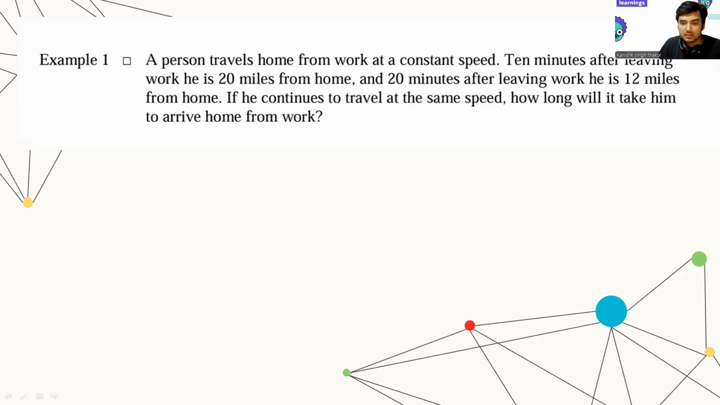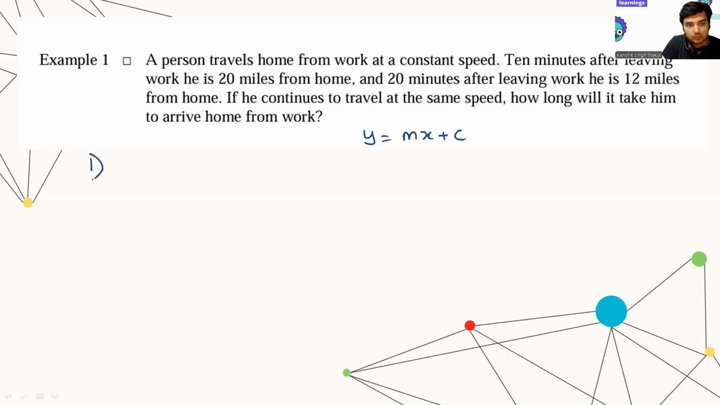So a person travels from work at a constant speed. 10 minutes after leaving work, he is 20 miles from home. And 20 minutes after leaving work, he is 12 miles from home. So it is a relationship between time leaving work and miles from home. If he continues to travel at the same speed, how long will it take him? So obviously it would be a linear kind of relationship. So this relationship will be represented in this form only: y is equal to mx plus c, right?